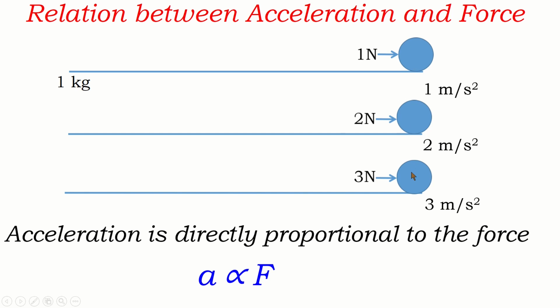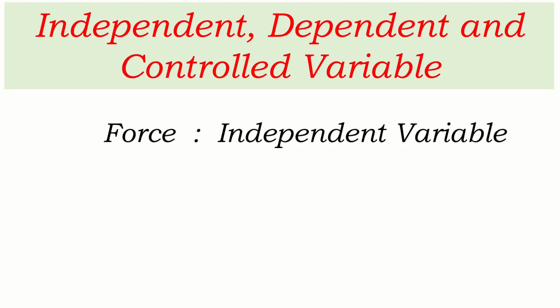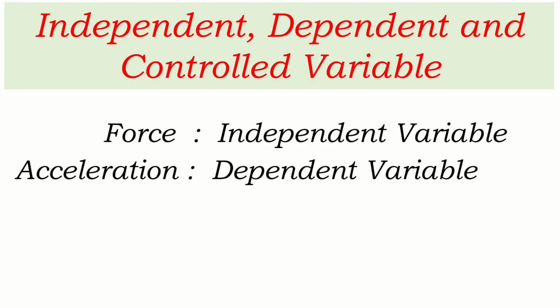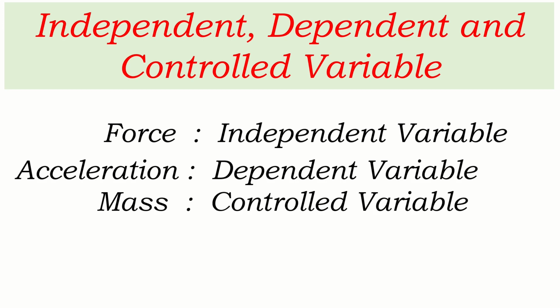When we increase the force on the same 1 kg mass, then only acceleration will increase. But if we increase the mass also, then this experiment will fail. That's why when the relation between two variables is being established, the third should be kept in control. That is called the control variable. So I can say that force is the independent variable, acceleration is the dependent variable, but mass is the control variable.